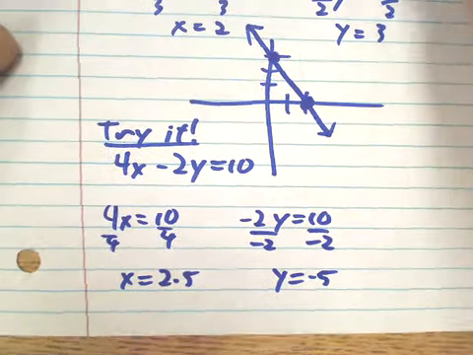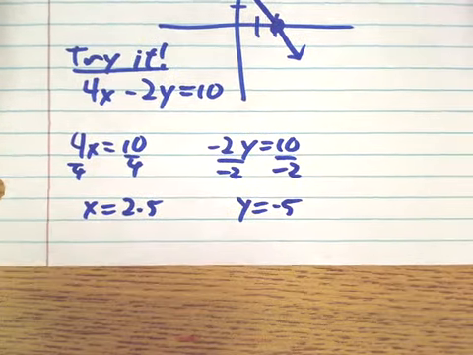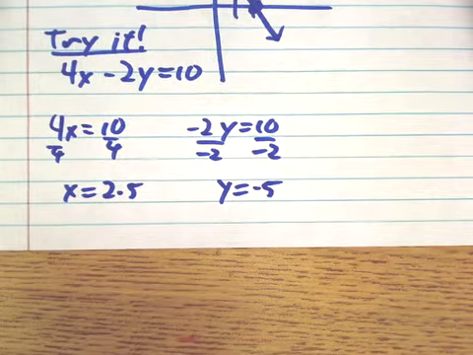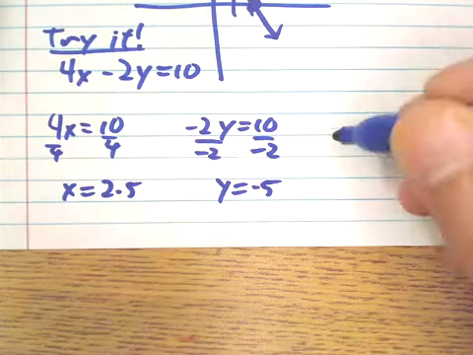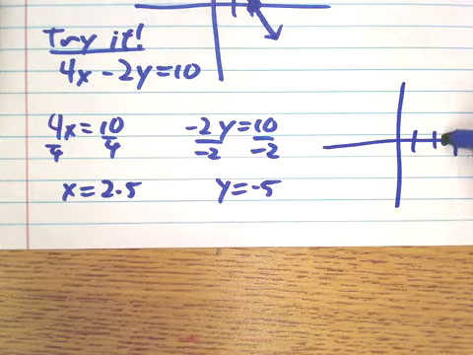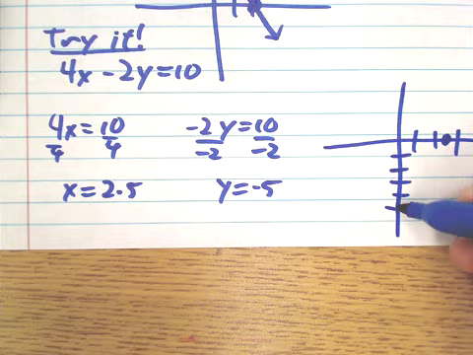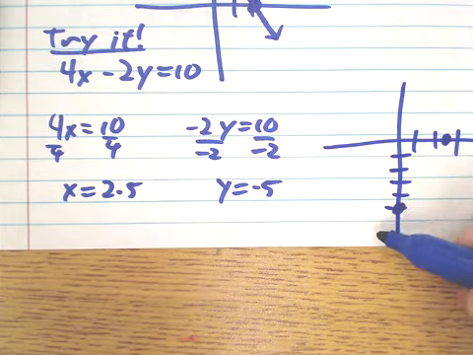Okay, so here I am so far. I kind of split it into the two equations, and I got x equals 2.5 and y equals -5. Once I do that, those are my intercepts. So on the x-axis, 1, 2, 3, go to 2.5. And on the y-axis, go to -5 and draw a line.